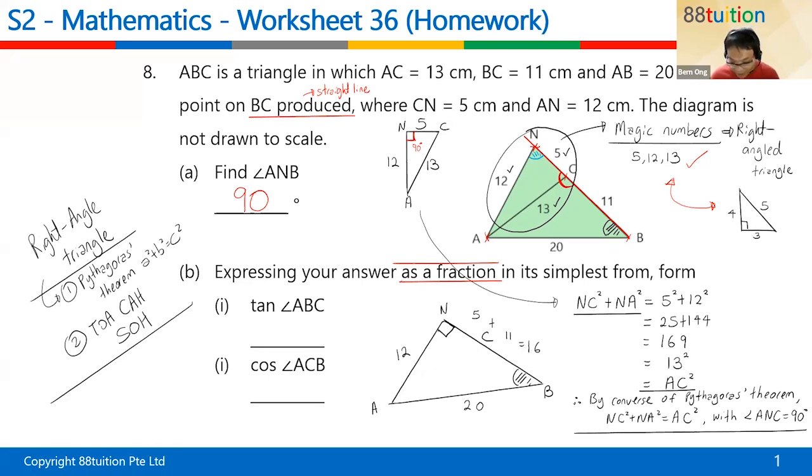So in order to find tangent ABC, or ABN, what do you need? The 90 degrees is down here. This is the angle you want. This is called the opposite. The opposite and the adjacent will form the 90 degree, which means that this is the hypo. And remember, the hypo is always opposite the biggest angle, which is 90 degrees.